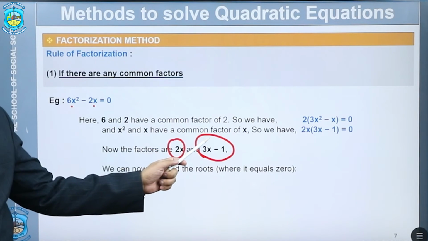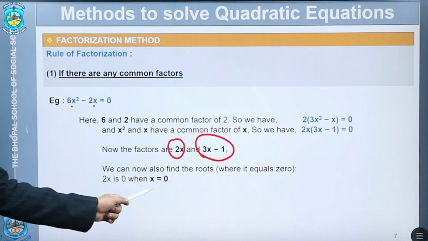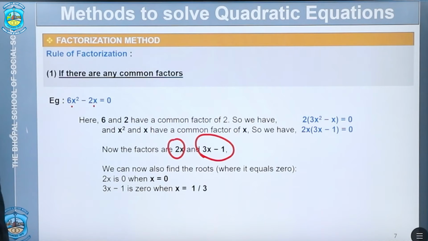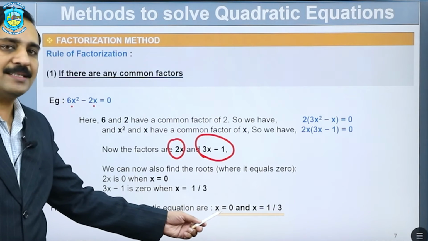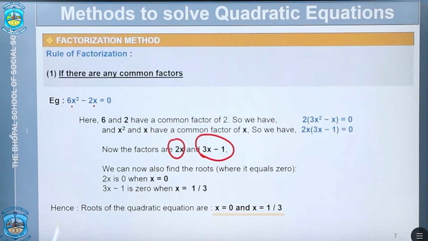Since they both are equating to 0, first we equate 2x to 0. That means the value of x is equal to 0. If we equate 3x minus 1 to 0, we will get the value of x as 1 by 3. That means we have two roots of this equation. First is x equal to 0. Second is x equal to 1 by 3. This method is called the factorization method.